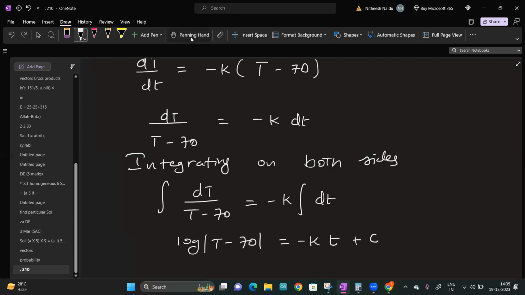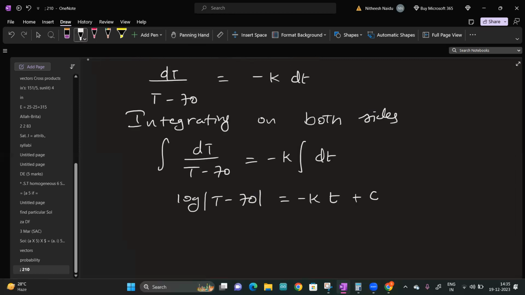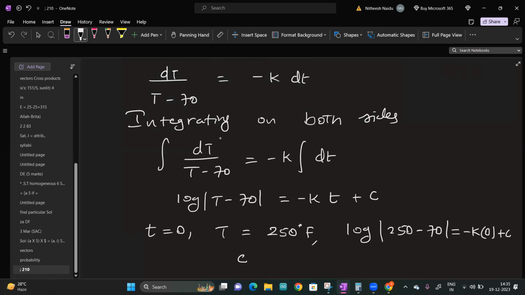For getting values, small t is 0 and T is equal to how much, the initial temperature? 250 Fahrenheit. Now we will substitute these values. So log|250 - 70| = -k into 0 + c. So what is the c value? Tell me how much? 180, am I right? log 180. This is the c value.